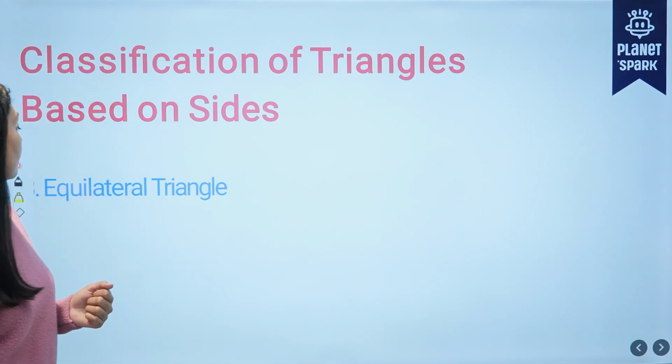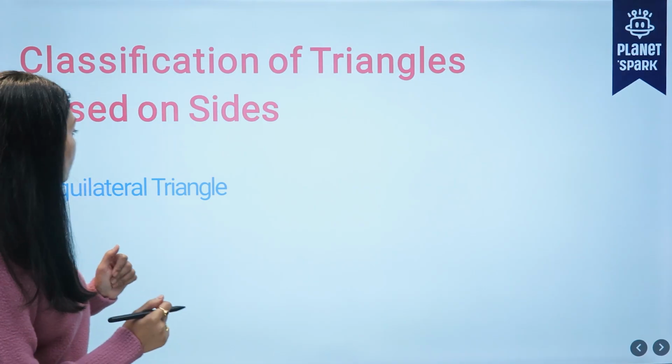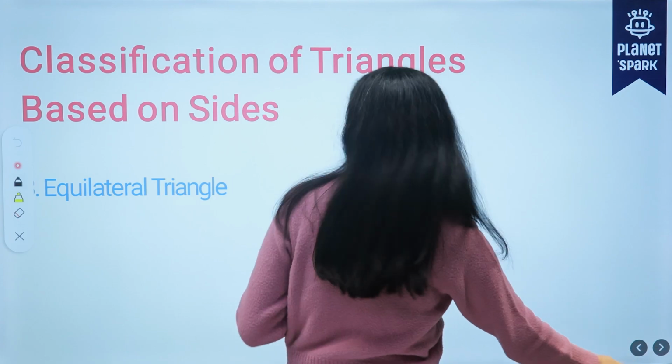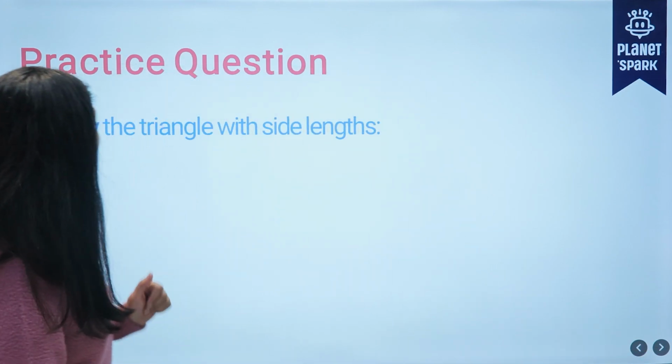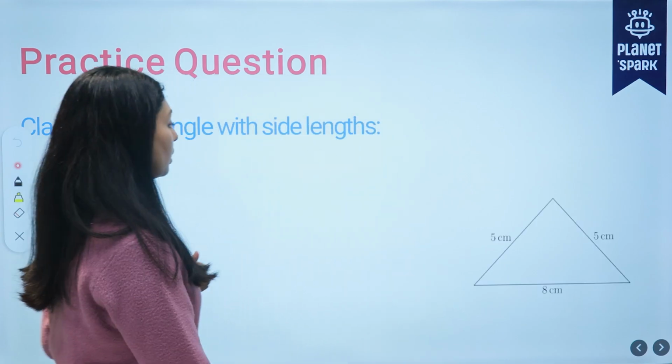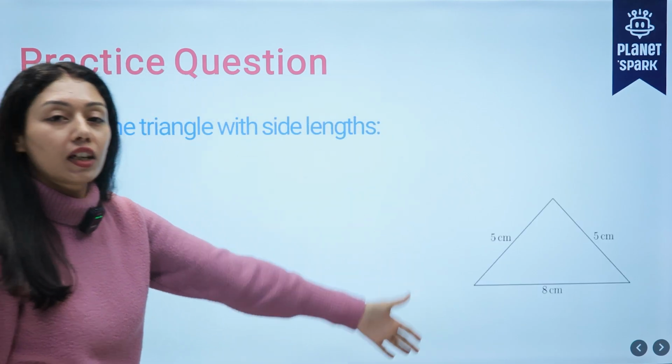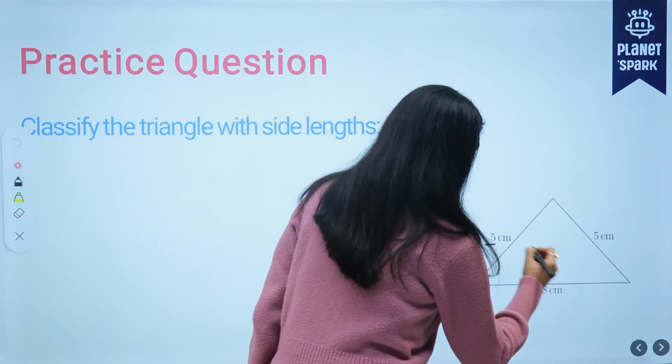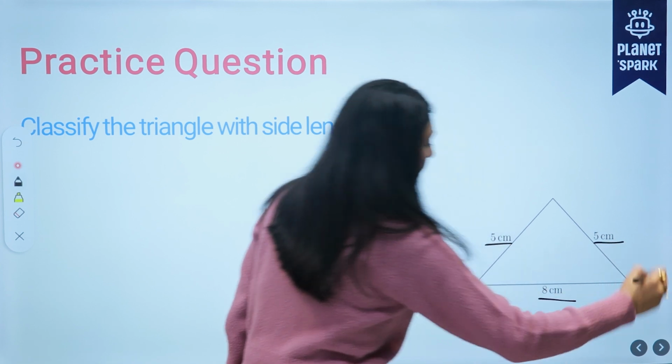Let's get started. So in an equilateral triangle, yes, this we have already done. Okay, now classification of the triangle by side length. Based on that, let's see the question, everyone. Here you have the figure. Quickly look at the sides: 5 centimeter, 5 centimeter, 8 centimeter.